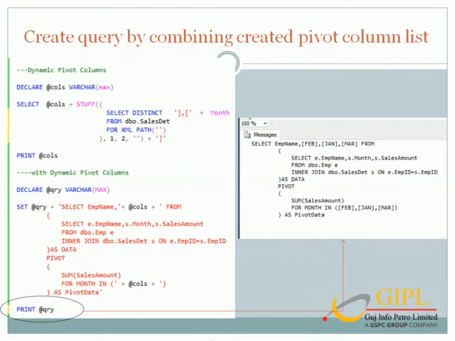As you can see here, I have created the dynamic query by just replacing static pivot columns with the dynamic variable in our previous query and stored the final query in a query variable. If we print this query, we will get the complete final query as shown on the right side. We can easily execute this using the execute function. Now let's have a quick look at the demo of what we have discussed so far.